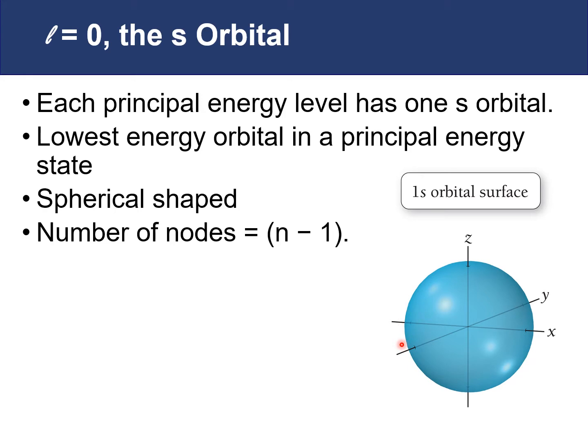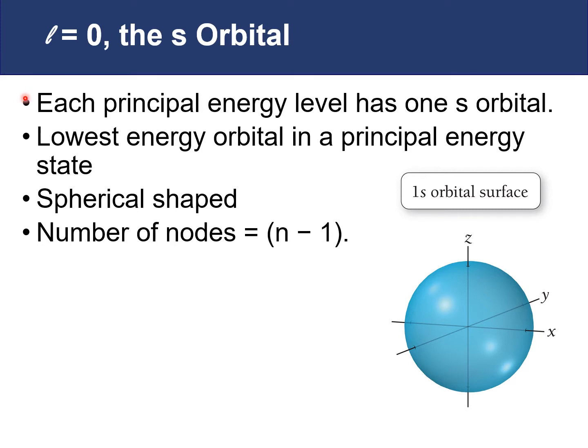The simplest orbital is the s orbital. For these, L is equal to 0. Each one of our principal energy levels, which is represented by the n quantum number, has the ability to have an s orbital. If you remember back to our limits on the possible values for our four quantum numbers, n can be any integer value starting at 1, going up to infinity, counting up in integers. L starts out at 0 and counts up to n minus 1.